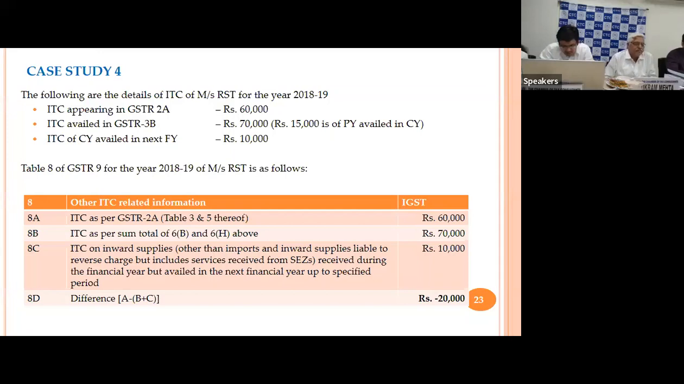Okay. So basically in this year I have availed ITC of 55 plus 10, 65 of this year, and 15,000 for the previous year. But in 2A it is appearing only 60,000 rupees. Although I have claimed 65,000 rupees for the current year and 15,000 pertaining to the previous year, the total ITC I have claimed is 80,000, and the amount appearing in 2A is 60,000. So in table 8, where these figures appear in GSTR-9, this is how it will look: ITC as per 2A is 60, and then the total 80,000, difference minus 20,000.